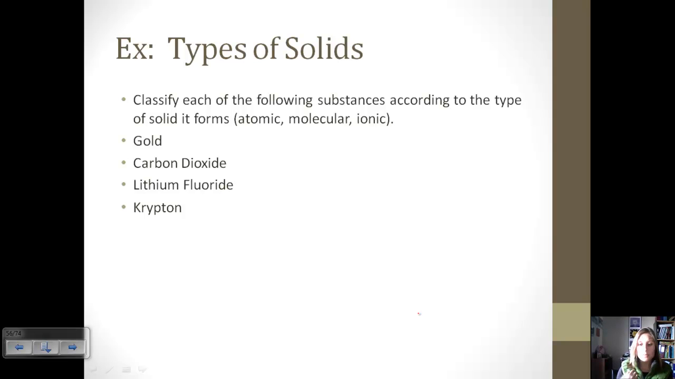Okay, hopefully that is what you have done. And so here are your answers. Gold is atomic. It's also got a little bit of a metal characteristic. Carbon dioxide is going to be a molecular solid. Lithium fluoride, because those are cations and anions, is going to be an ionic solid. And krypton is again going to be an atomic solid. Okay, so hopefully this has helped cover the three main types of solids.